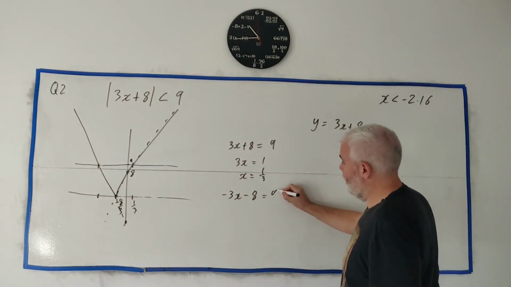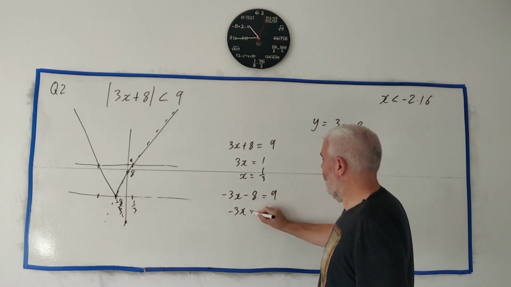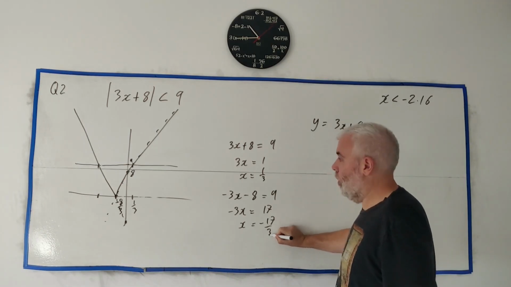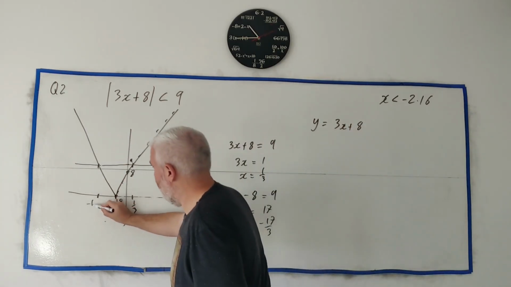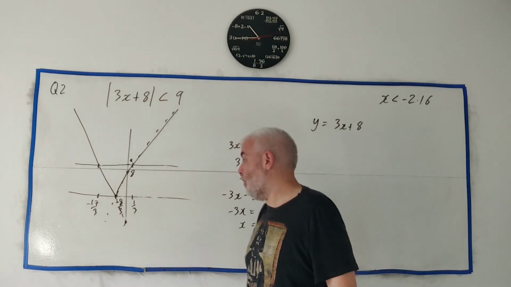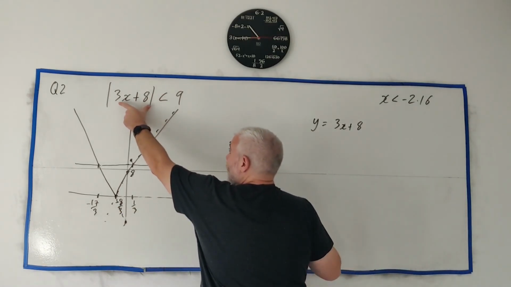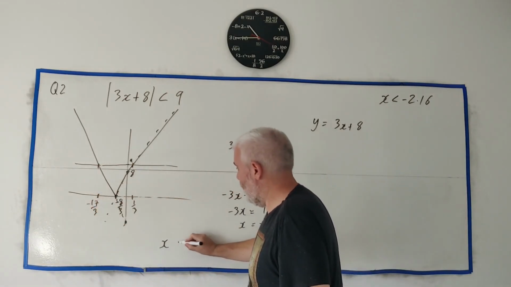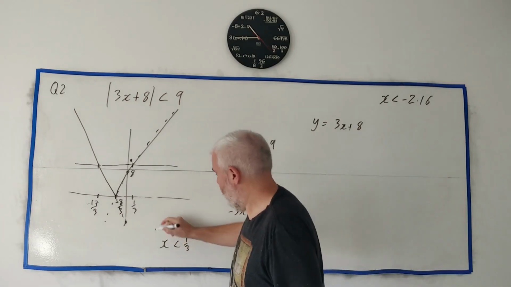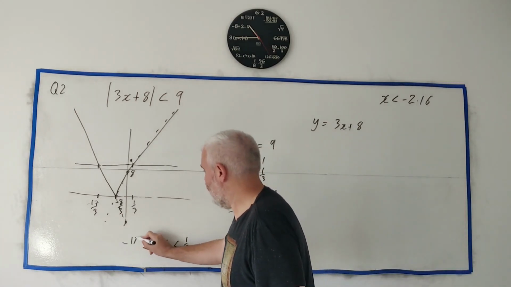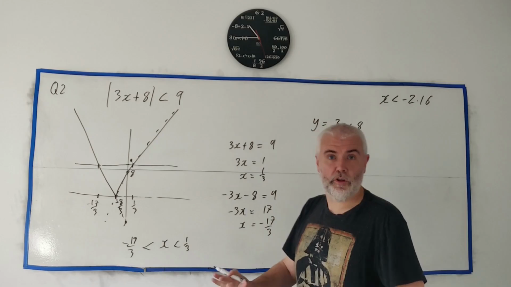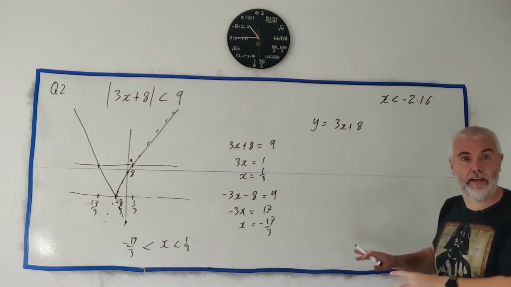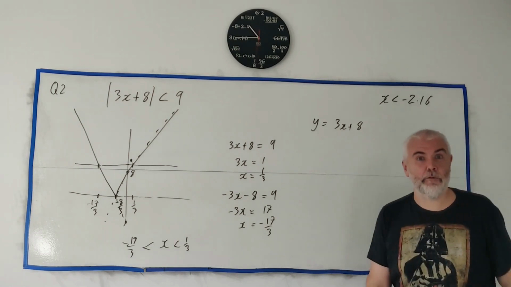Sorry, so this is equal to 9. We'd get minus 3x is equal to 17. We'd get x is equal to minus 17 over 3. That's what this point is here. The answer to part B is simply x must be between these two numbers. X must be less than a third and bigger than minus 17 over 3. That's your full marks for part B. But I am going to go ahead and do it again here in a slightly different way.